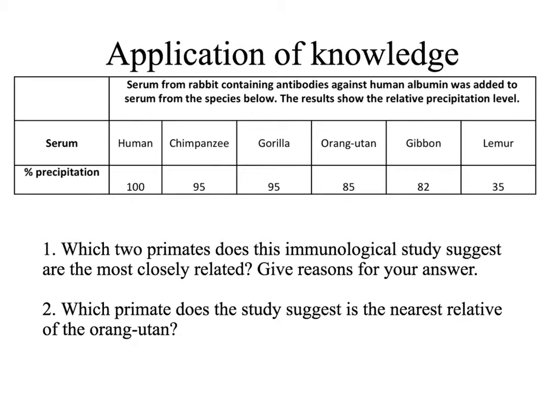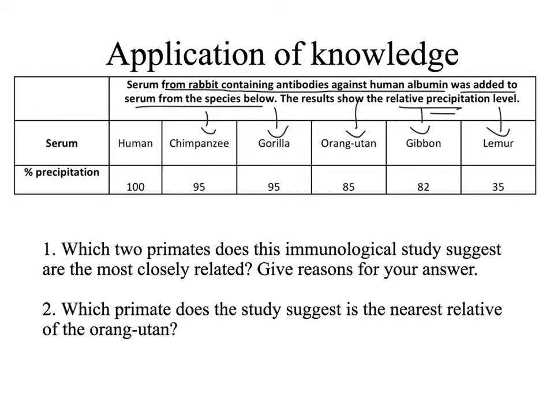So this might be some data you might get in an exam question. And here we can see we've got serum from rabbit containing antibodies against human albumin was added to serum from the species below. So it would be added to serum albumin from the chimp, from the gorilla, from the orangutan, from the gibbon, and this time it was from a lemur. And the results show the relative precipitation level.